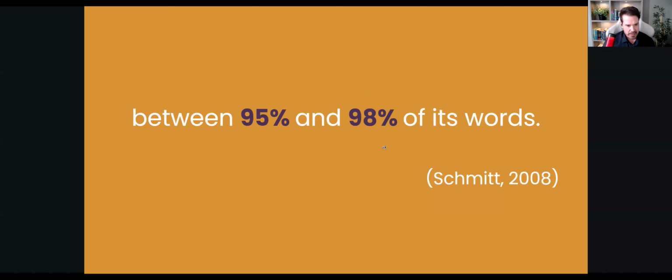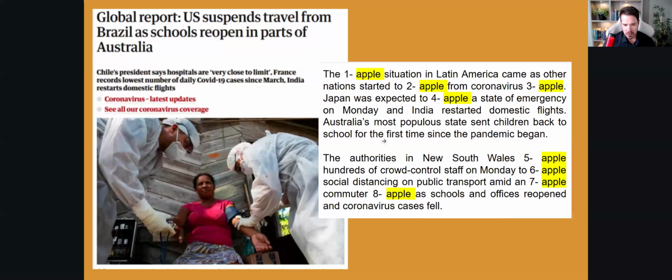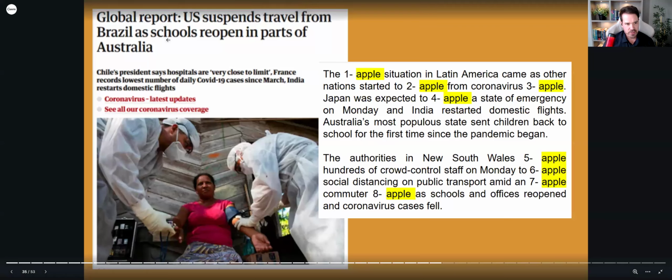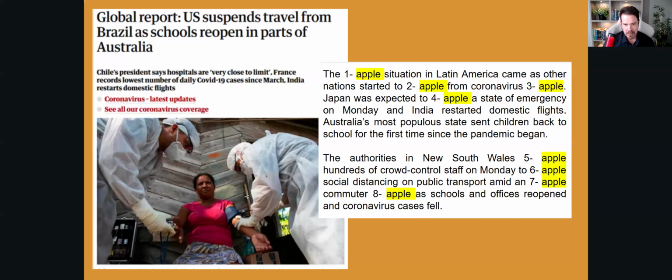Can you see an extract from a news report? Yeah, okay. To give you some context, this extract was taken from this news report here. Global research, US spends travel from Brazil as schools reopen parts of Australia. You can see 2 paragraphs here, right?